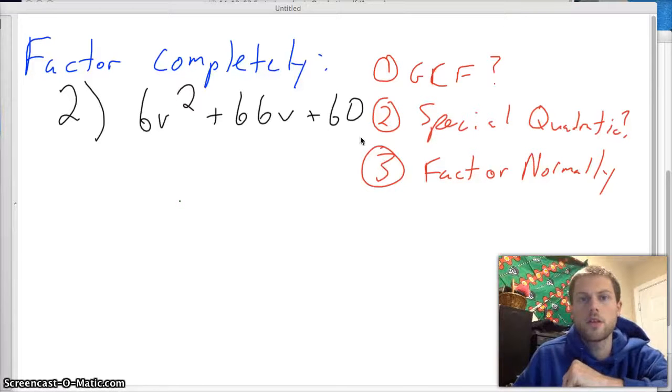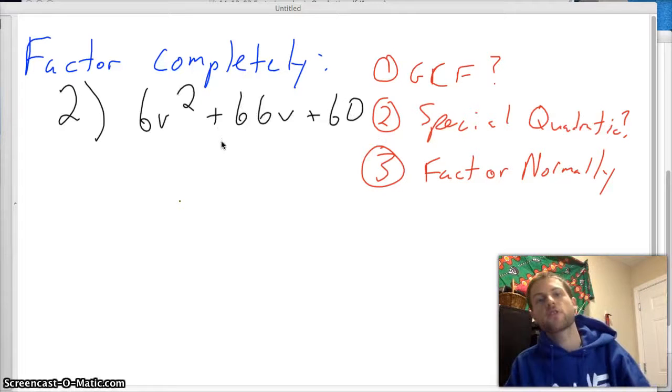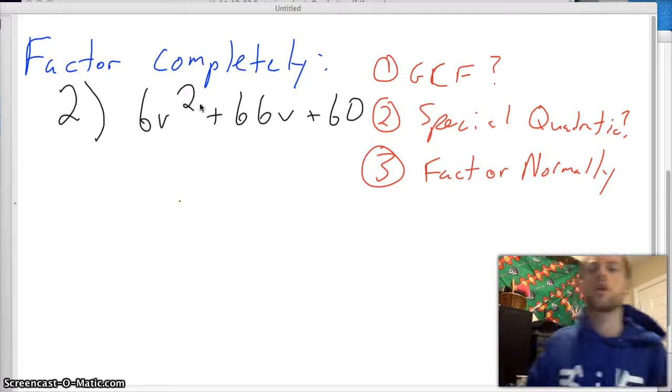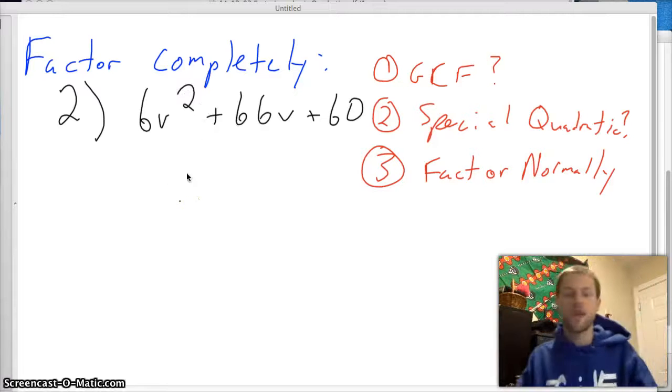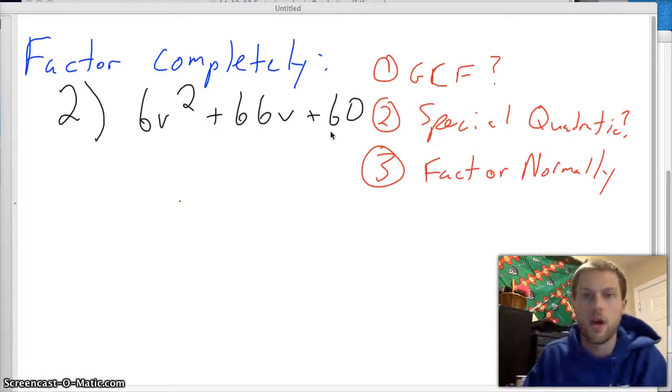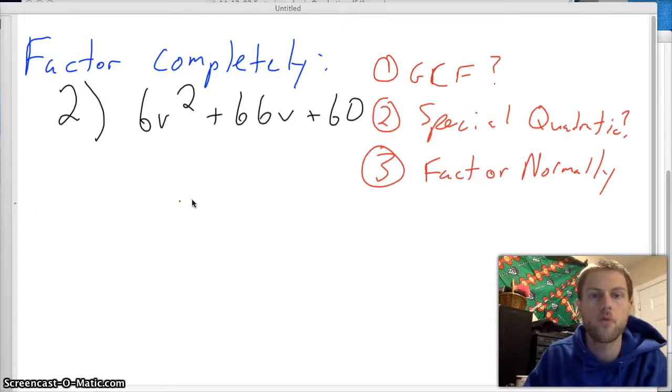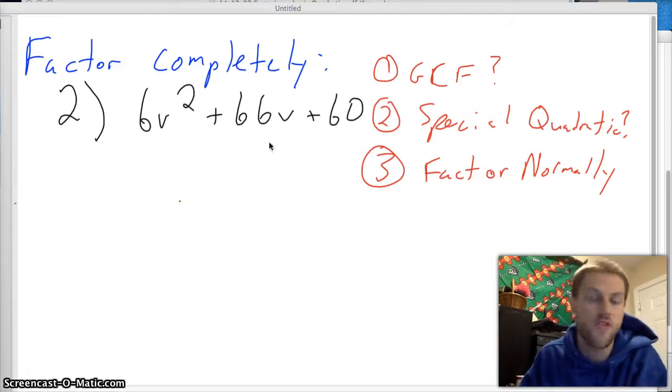Hello everybody. In this video we're going to do another factor completely type of problem. We're starting off with a quadratic expression and we want to factor this thing. To factor it completely means we're going to factor it until we can't factor it anymore. And so to do that we're going to start off by running through our checklist to see what our process is to fully factor this thing.